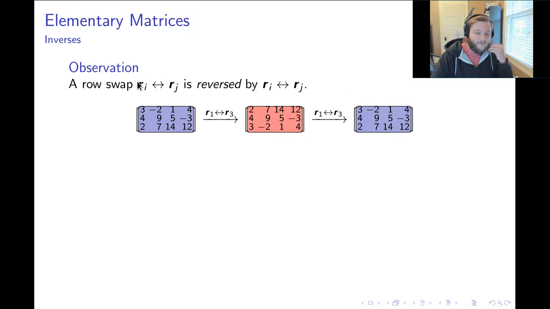So the swap between row I and row J is reversed by the same operation. Just swap row I with row J again, and you're back to where you started.